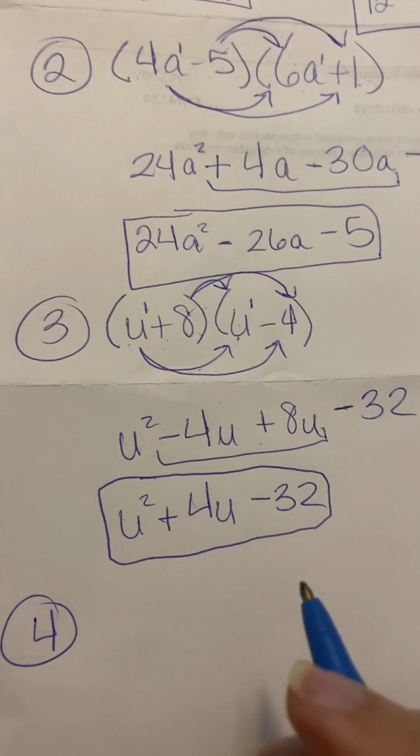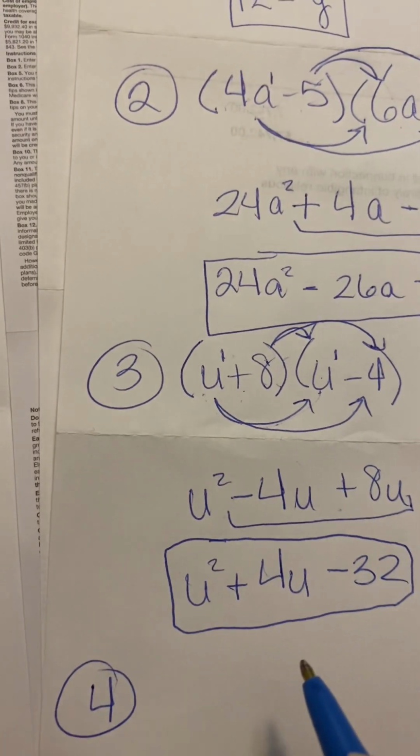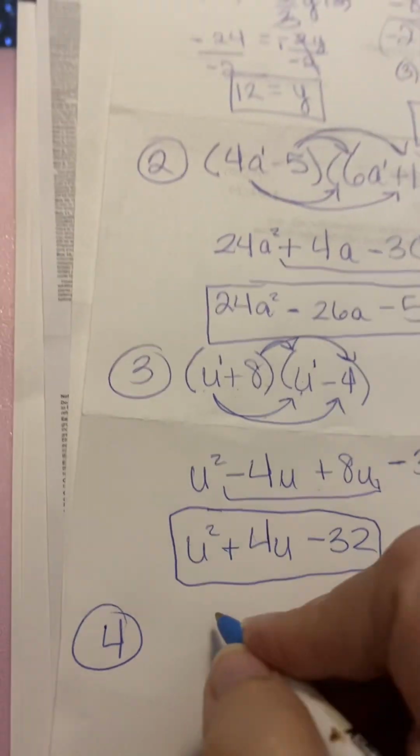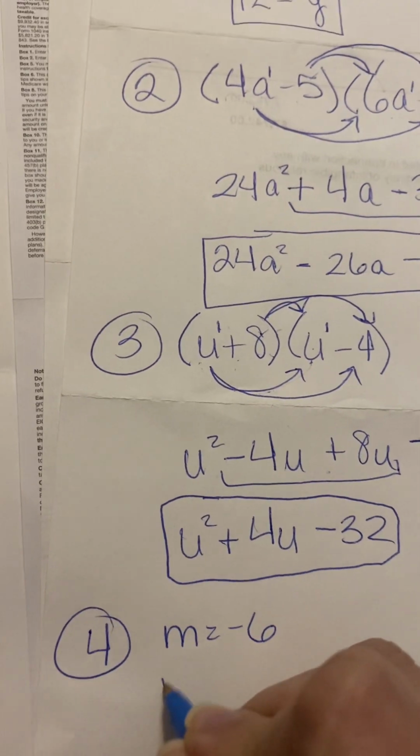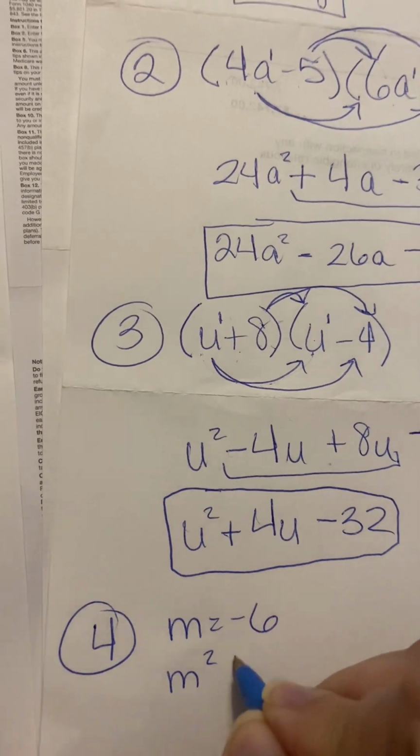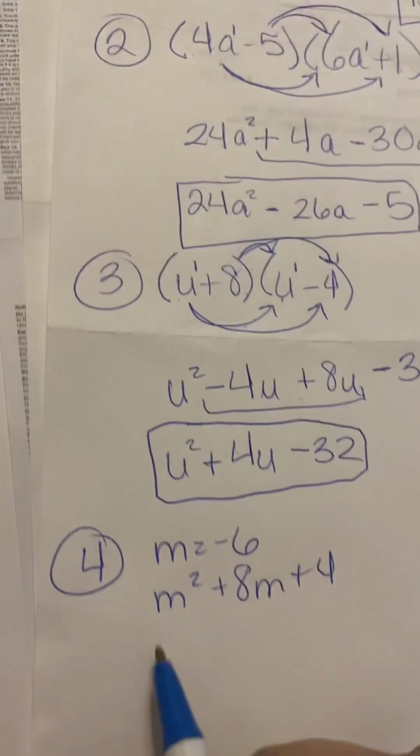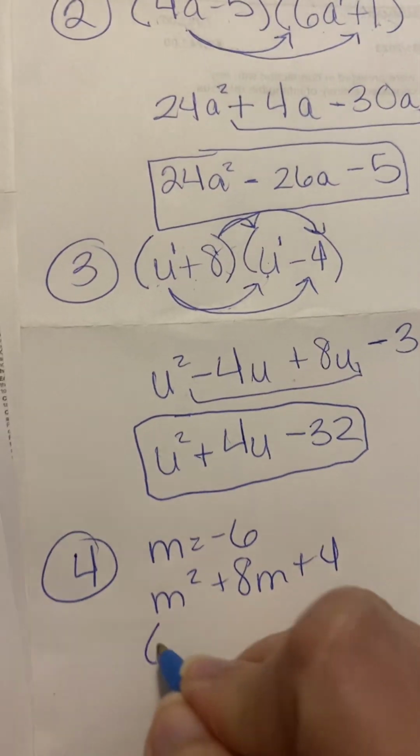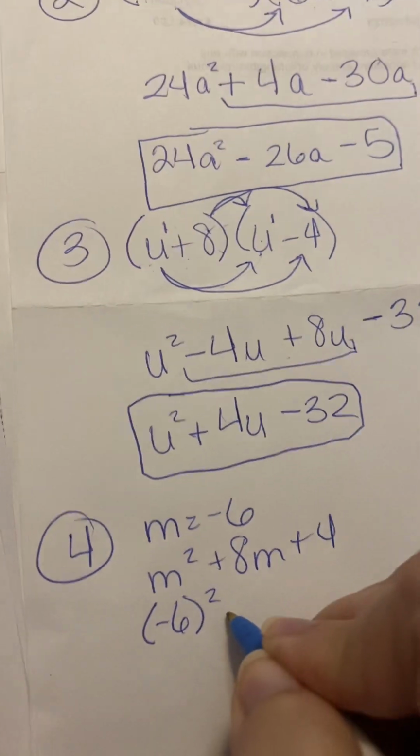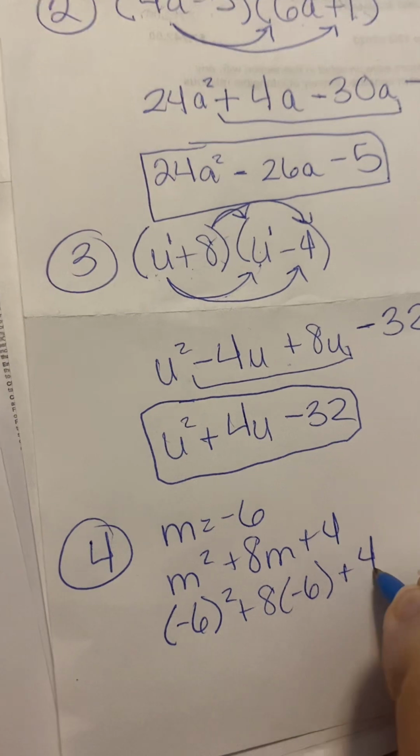And number 4, evaluate the expression for m equals negative 6. M squared plus 8m plus 4. So if I'm going to plug in negative 6 for m, that would be negative 6 squared plus 8 times negative 6 plus 4.